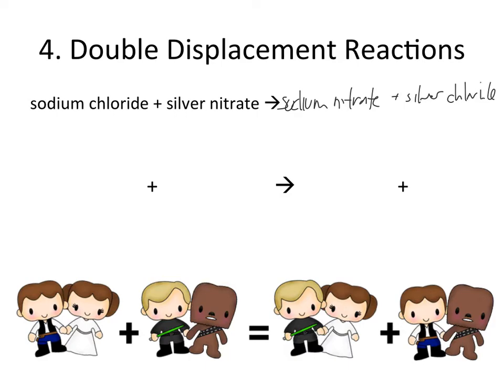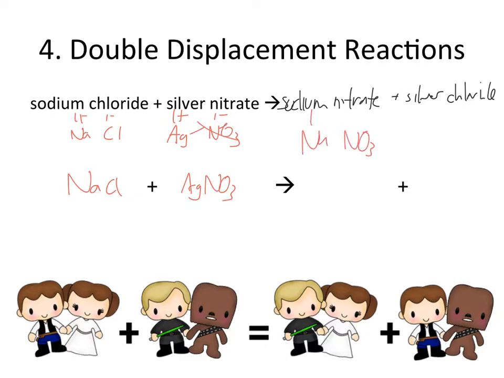Well, sodium chloride, this is NaCl, this is 1 plus, this is 1 minus, cross, and we get NaCl. Silver nitrate, this is Ag and NO3. This is 1 plus, this is 1 minus, we cross, and we get AgNO3. Sodium nitrate, we have Na and NO3, 1 plus, 1 minus, cross, we get NaNO3. And silver chloride, Ag and Cl, 1 plus, 1 minus, cross, we get AgCl. So if we look, this is all balanced. That's our double displacement reaction.